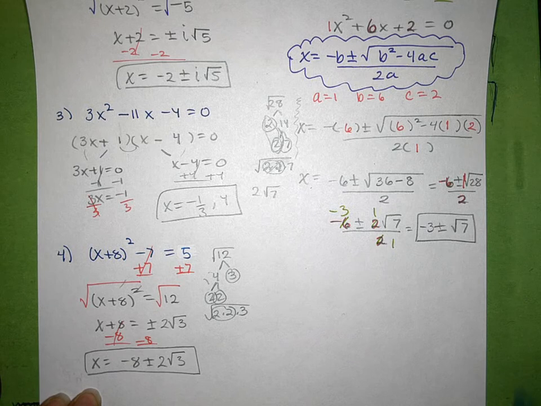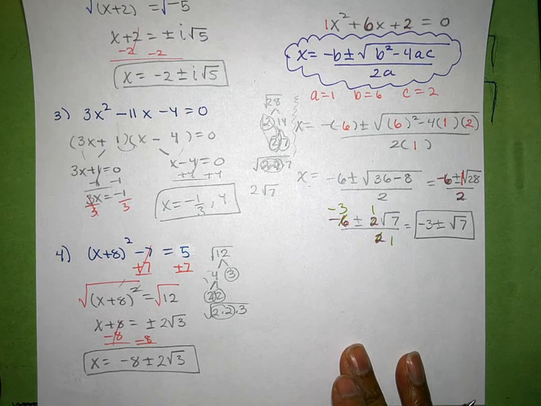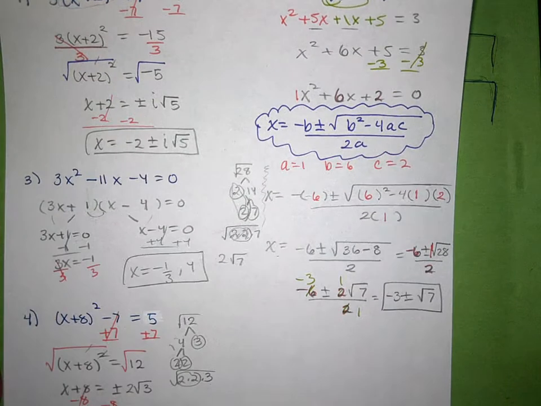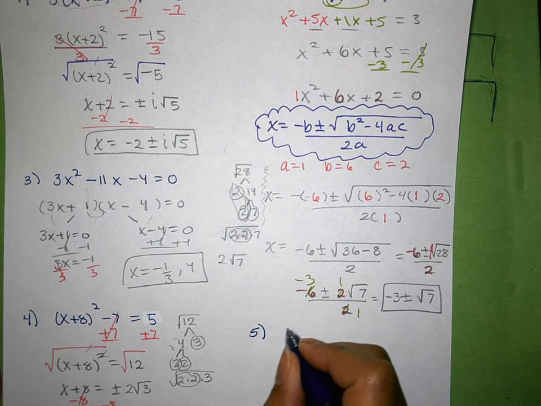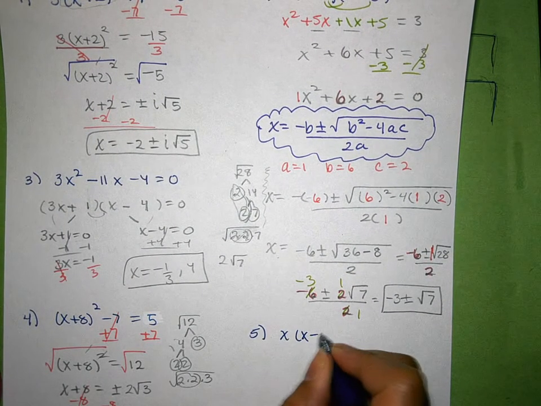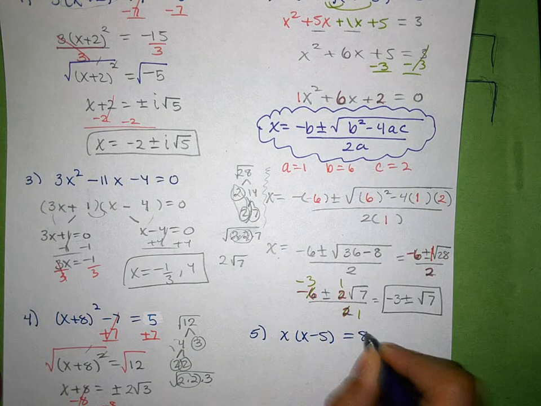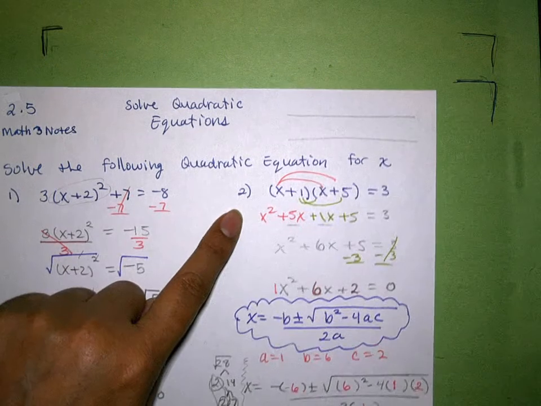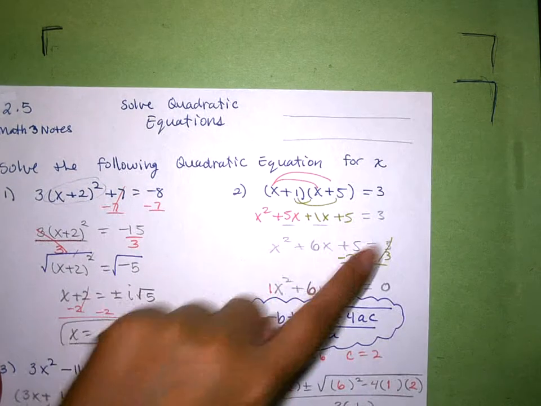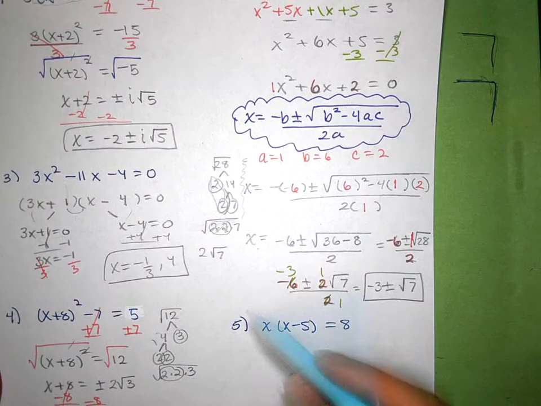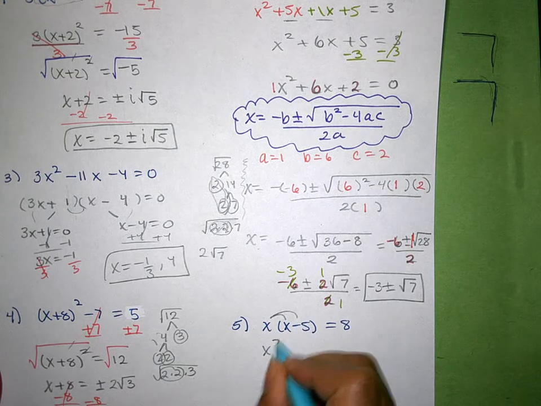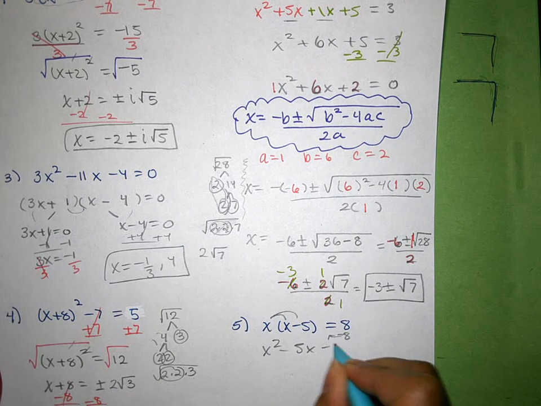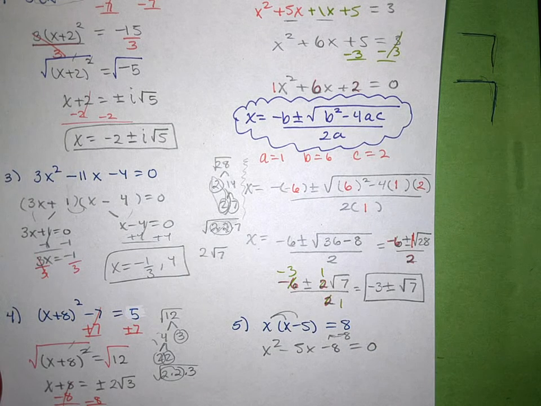All right, I'm going to give you another one. Number 5. X times the quantity of x minus 5 equals 8. Now this is just like number 2. I'm going to have to distribute and then subtract, but instead of double distribution, it's just single distribution. X squared minus 5x, I'm going to minus the 8 over, minus 8 equals 0.